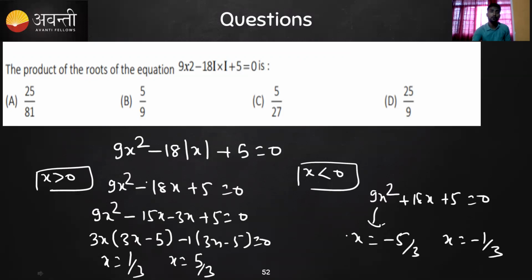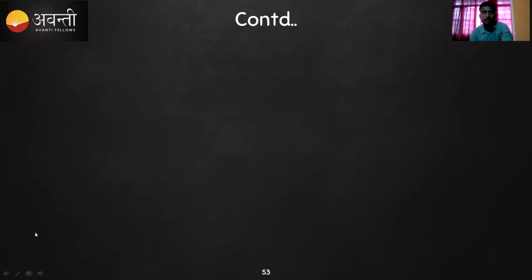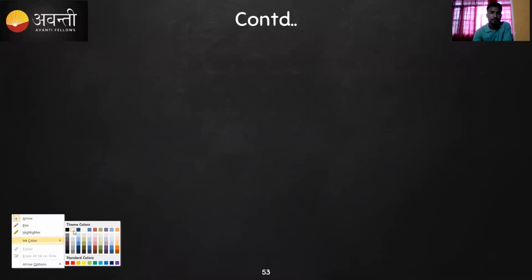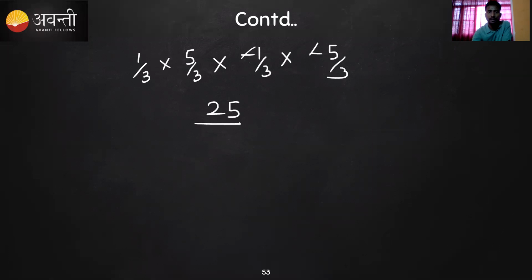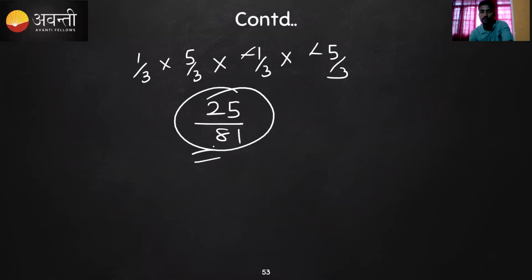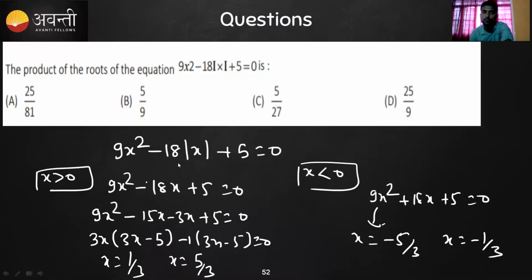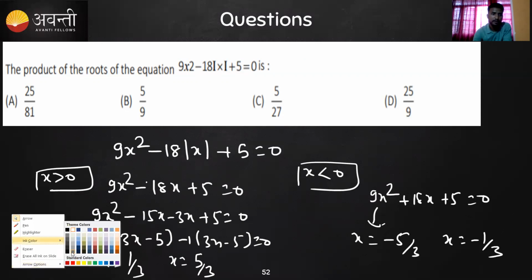So you have to find the product of all the roots. We have to take the product of all the roots. One is 1 by 3, another is 5 by 3, third is minus 1 by 3, and the other is minus 5 by 3. Minus will be cancelled out. It will be 25 divided by 81. I hope it is clear to all of you. One taken positive, one taken negative. In both conditions, it will be minus of minus x, so it will be plus 18x. So I hope it is clear. A will be the correct answer.